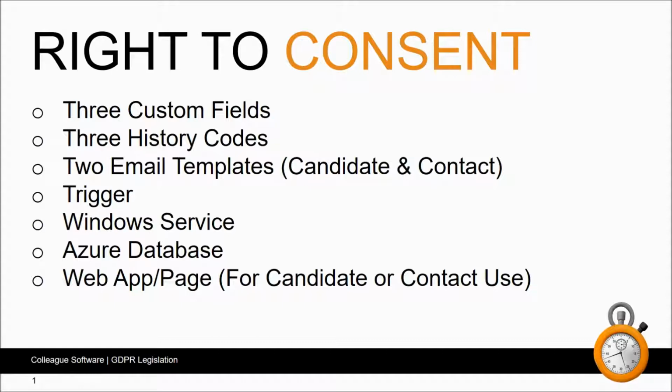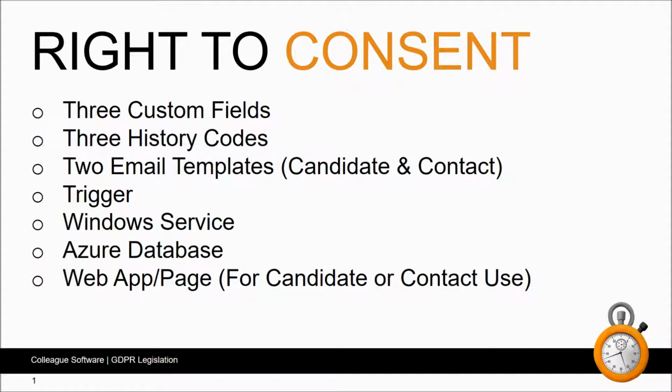Okay, so before we get started, the components of the right to consent feature consist of these. There are 3 new custom fields that would need to be applied to the candidate record and the contact record. There are 3 new history codes which are applied. There are 2 email templates, one for the candidate and one for the contact. There is a custom trigger which is applied, but that's a standard trigger granted.